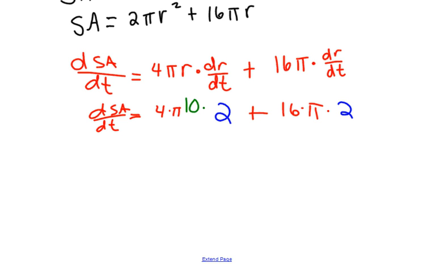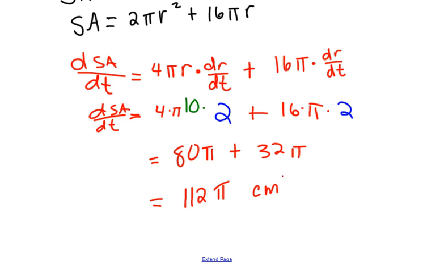all these numbers put together, which is 80 pi plus 32 pi. Those are like terms, so we can add them together and end up with 112 pi. And since we're dealing with surface area, we know now that our units are centimeters squared per minute. And we have concluded our problem.